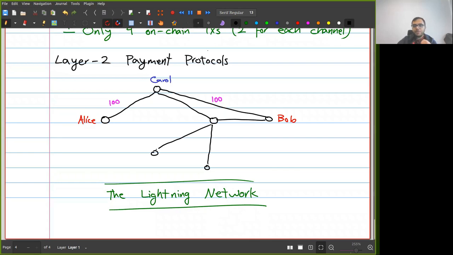In the next session, we're going to talk about Ethereum and much richer Turing-complete smart contracts. So this is the end of our lectures on Bitcoin at this point. Just Google Lightning Network and find out more about it.